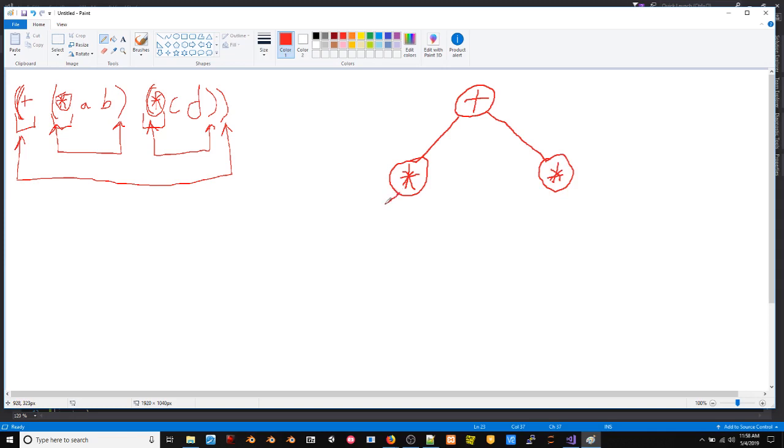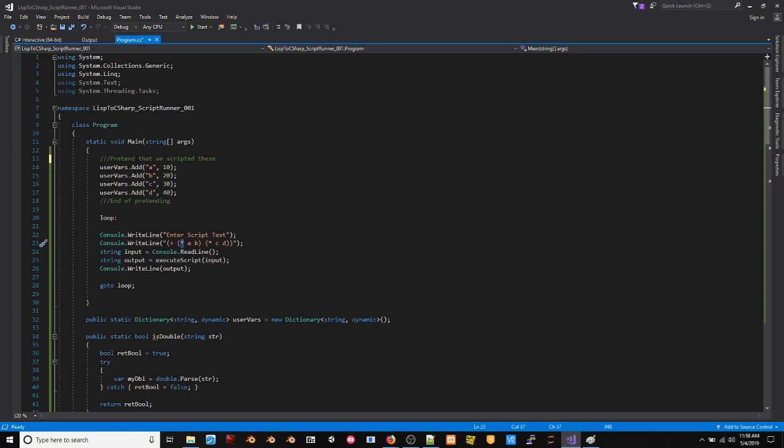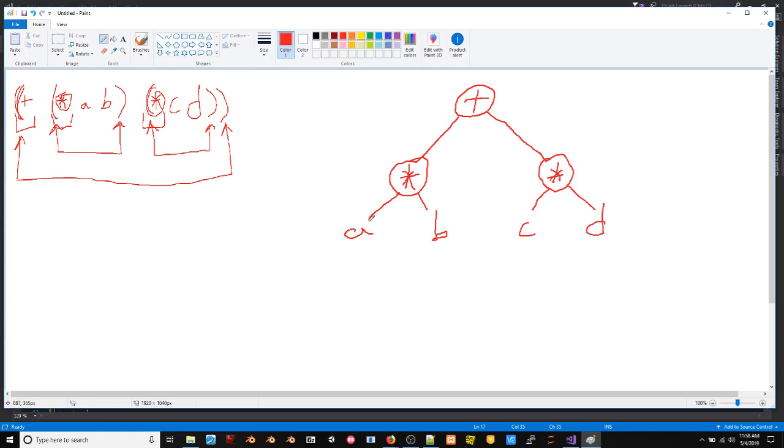And then over as parameters to that, we have A, B, C, and D. Okay, so now what do we do with that? Well, remember we defined some. I pretended that we scripted those and added these to our dictionary of variables. So A is 10, B is 20, C is 30, D is 40, right? They just increment by 10, starting with 10 and going up to 40. Okay, so just keep that in mind.